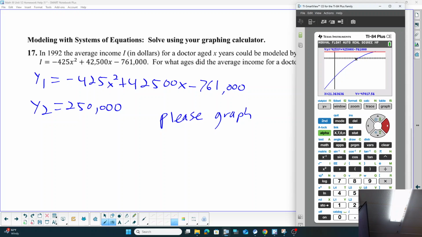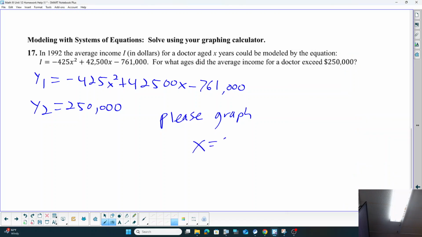Not really. Okay, so we're going to trace that there to see at what age, how old was the doctor when they reached 250,000, the threshold there, right about there. Second calc, we're going to go to intersect. Enter, enter, enter. Yep, right about there. So 38.99. So x equals 38.99, which is about 39 years old. Okay, for what age did the average income for a doctor exceed 250,000?